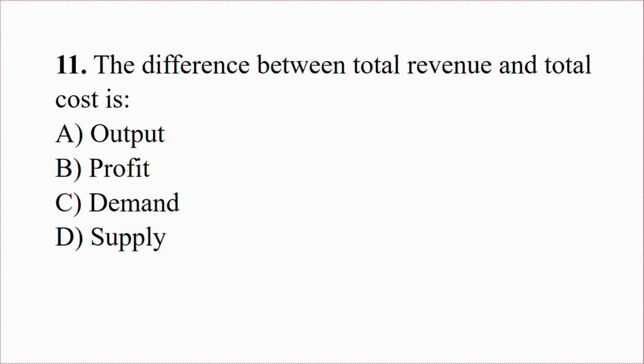The 11th question is the difference between total revenue and total cost is A. Output, B. Profit, C. Demand, D. Supply. The correct answer is B, that is profit.